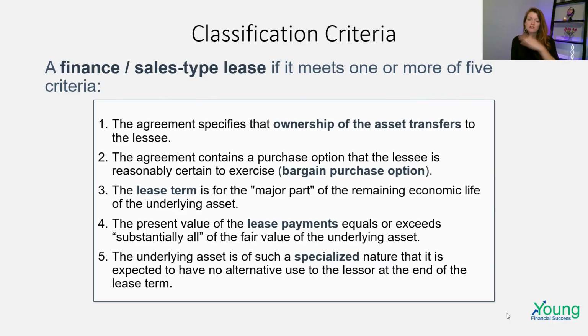So, okay, we are just leasing this to you, but no one else is ever going to use this. This is a giant donut-shaped icing machine, and we made this just for your donut shop. No one else is ever going to use this. If that's the case, then it qualifies as the finance sales type lease as well.